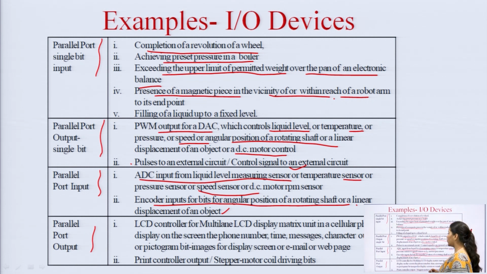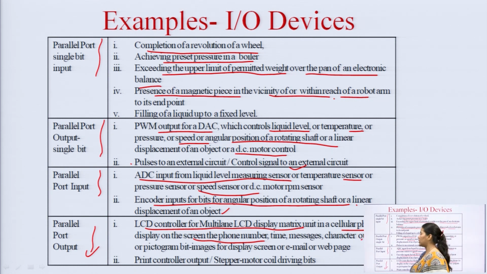Now, when we talk about the parallel port multiple bits output, there is the LCD controller for the multi-line LCD display matrix unit in a cellular phone, that is used to display the phone number, time, messages, character outputs or pictogram bit images. That is an example of the parallel port multiple bits. Now, the print controller output and the stepper motor coil driving bits are multiple bits in the parallel mode.